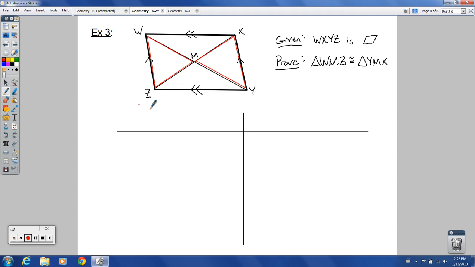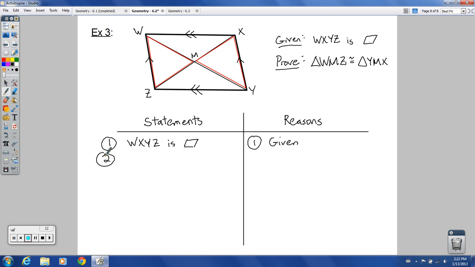And like before, we've got our statements here, we've got our reasons on the other side. So statements go here, reasons go here. Always starting with the given part, so we're going to write down what was given to us. We're going to assume that this is in fact a parallelogram. Okay, so step 1, that's good.